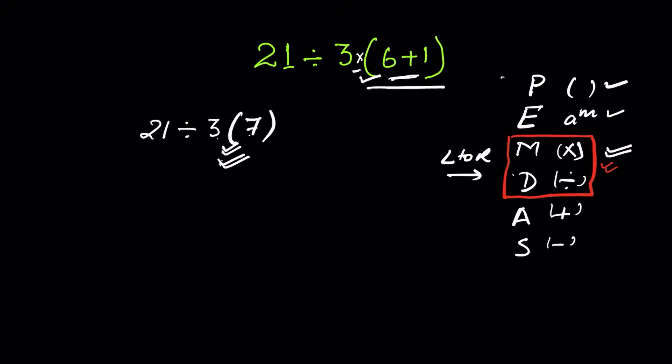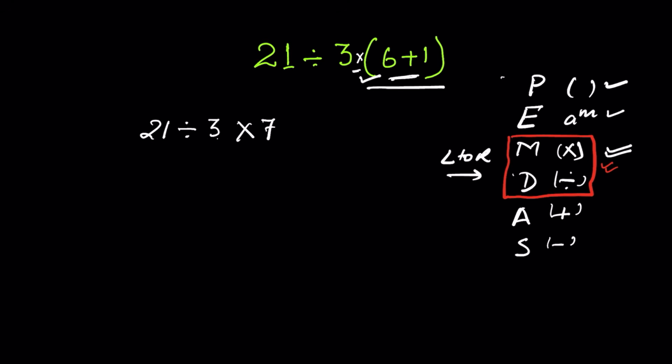7 times 3 is 21. But remember that writing like this doesn't mean that this is an operation. It's just a way of writing. Unless there is any other number or symbol inside this, it is not an operation itself. It's just a way of writing multiplication. So instead of that, you just write it like this.